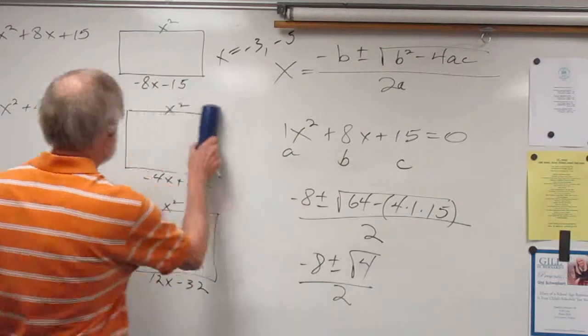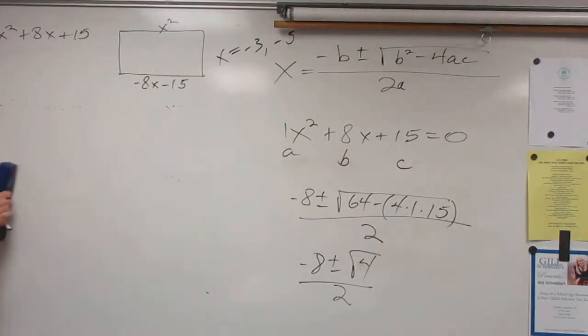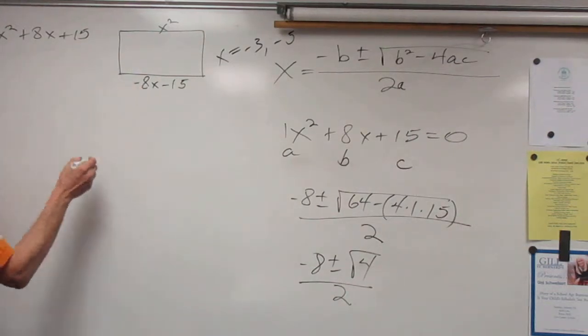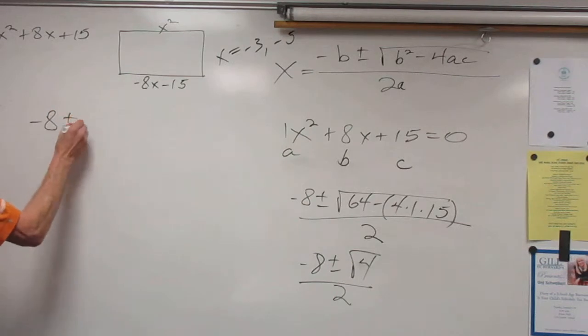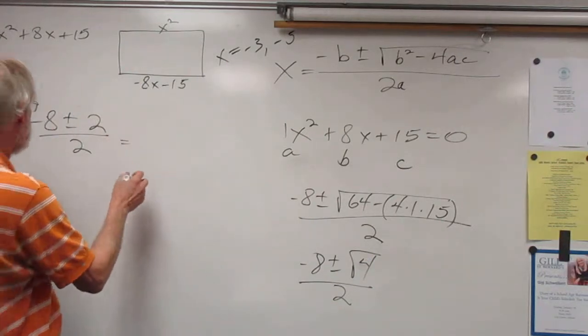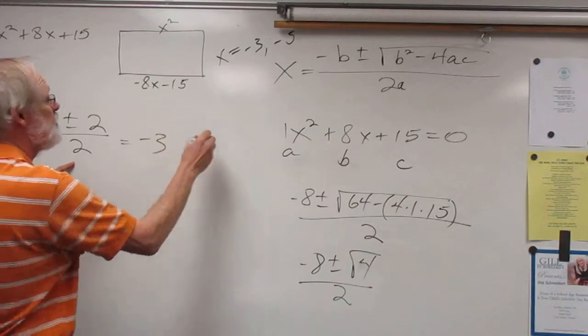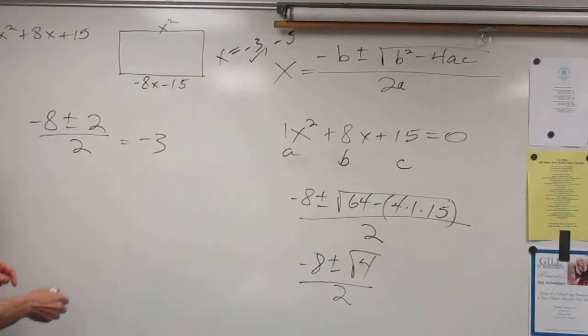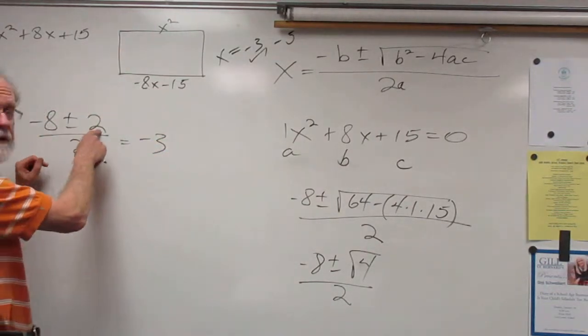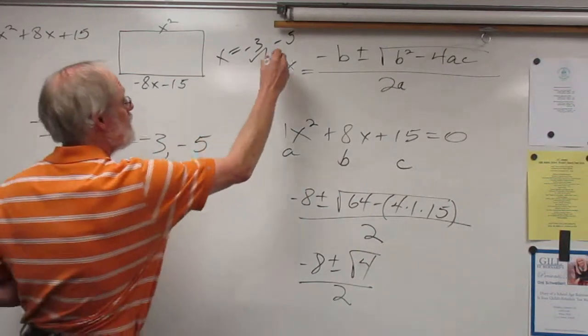Now let's make some room over here so that we can finish this. That's going to look like -8 plus or minus 2 over 2, because the square root of 4 is 2. So that's going to be -8 plus 2 is -6 over 2, which is -3. That checks with that answer. And the other answer is -8 minus 2, which is -10 over 2, which is -5, and that checks with that answer.